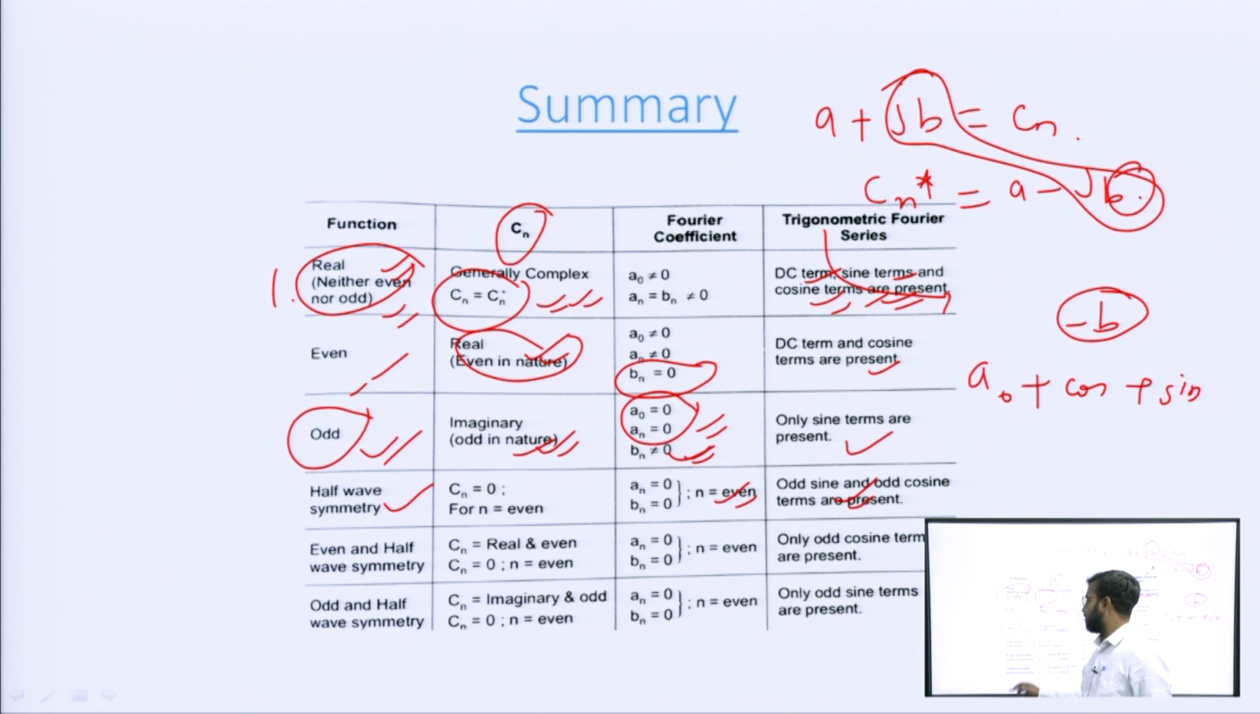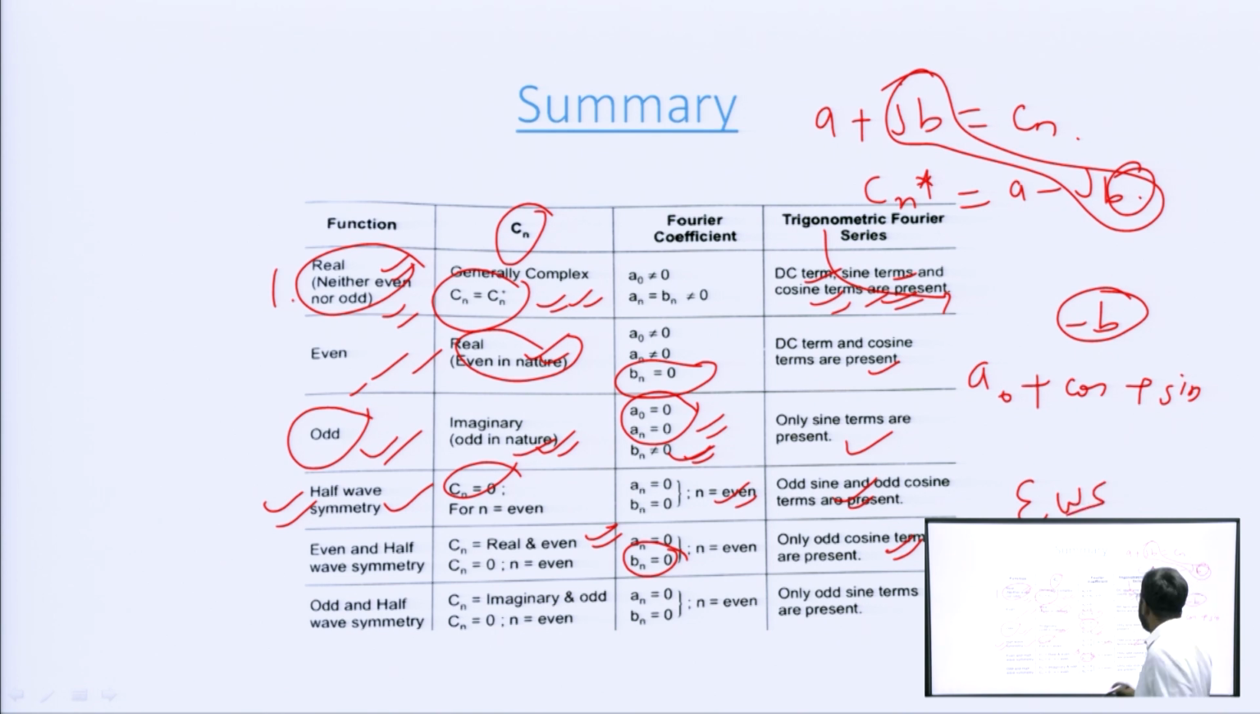Again, we have even and half wave symmetry. In half wave symmetry, we have to add the even property. What will happen? Even means bn is equal to 0, so bn will be 0 and n will become odd. What changes here? Earlier Cn was imaginary, now Cn will be real plus even. Again, only odd cosine terms will be present. In signals and systems, many times you will come across this EWS, meaning even half wave symmetric. So remember the term even half wave symmetry.